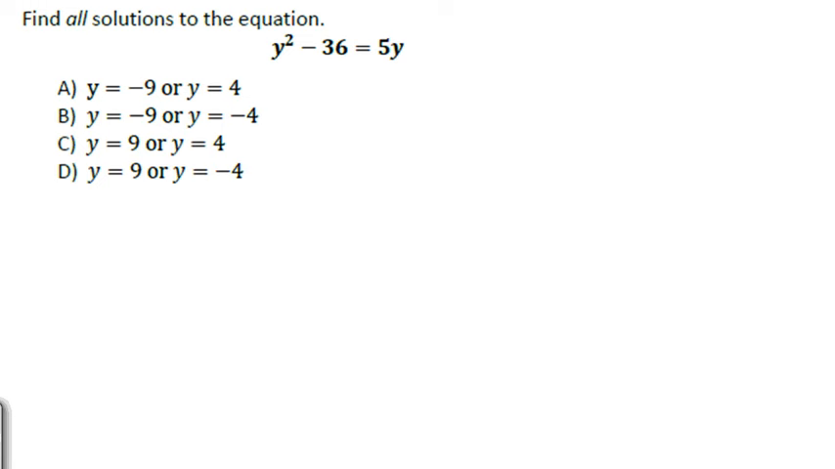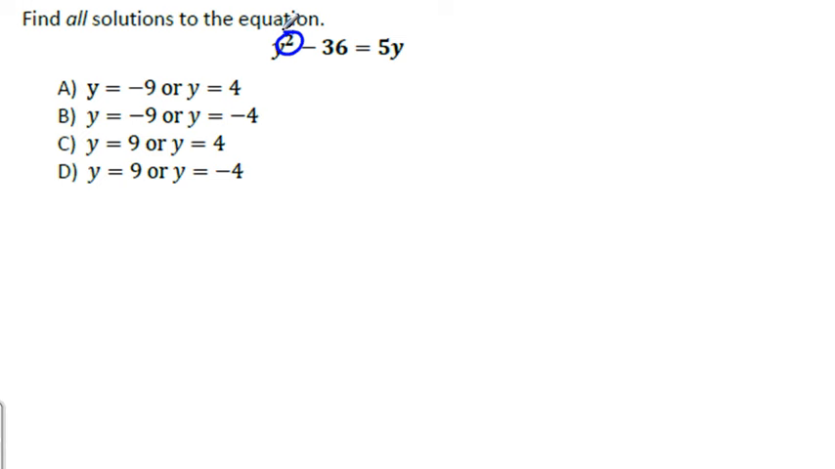In this problem, you're asked to find all solutions to the equation y squared minus 36 is equal to 5y. Well, first of all, we have to recognize what type of equation is given to us. When you look at the highest power, which in this case is 2, that 2 tells you that it's a quadratic equation. Also, that 2 tells you that you're supposed to end up with 2 solutions. We're going to solve this quadratic equation by factoring.